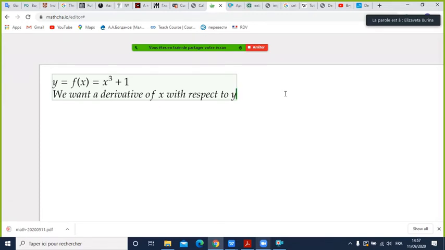So that is the idea here, right? We want a derivative of x with respect to y just because we needed to draw some conclusions. When you're given a function y in terms of x, you can easily find a derivative of y with respect to x just using our rules. But what if you want the opposite, the other way around, for whatever reason? Let's fix it here. We want a derivative of x with respect to y for whatever reason.